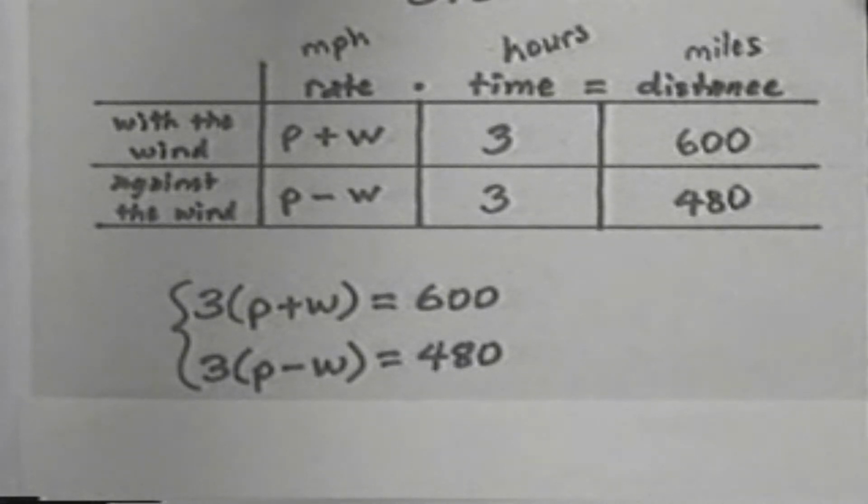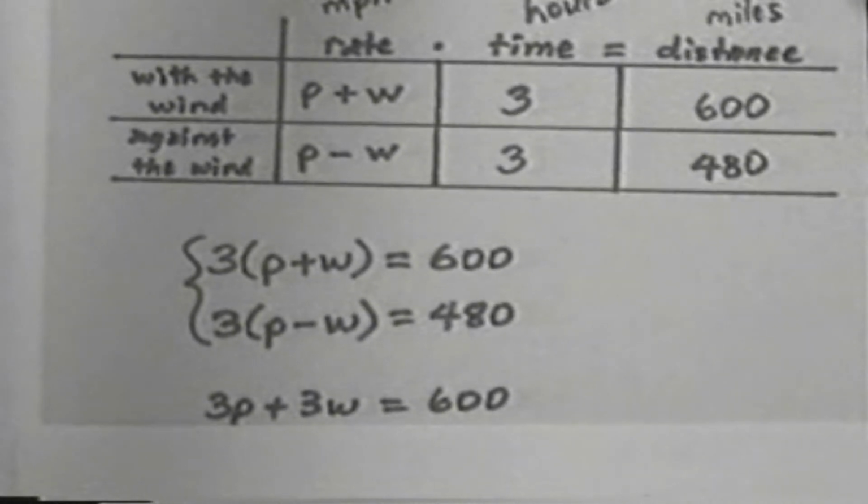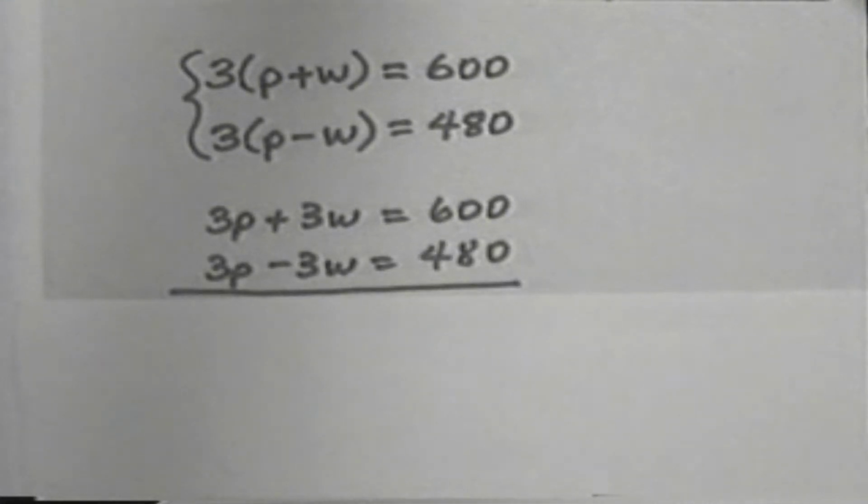Solving an equation, we simplify each member of the equation first. We multiply 3 times p plus w and get 3p plus 3w equals 600. 3 times p minus w would give us 3p minus 3w equals 480. And this time, things work out beautifully for the addition method.